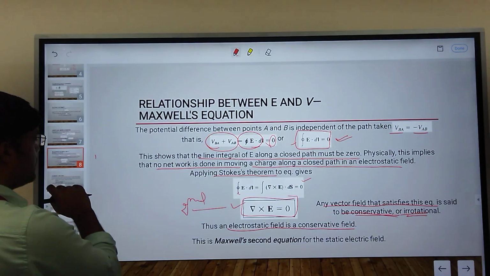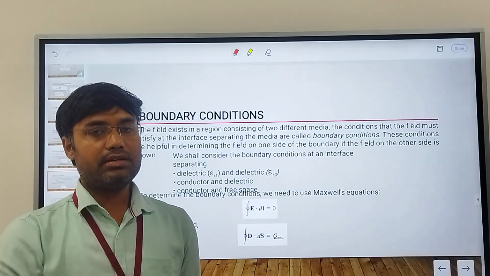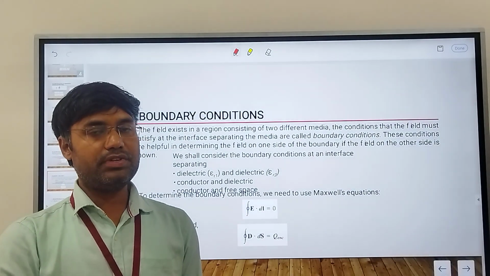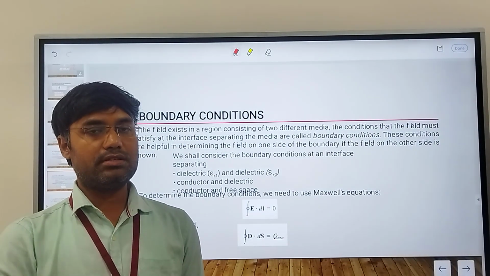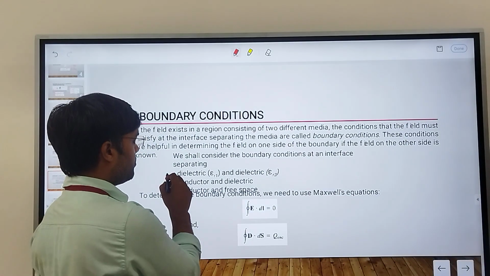So coming to the next slide. After getting Maxwell's first and second equations, we can apply both these Maxwell's equations to get the boundary conditions. We have three cases for boundary conditions.